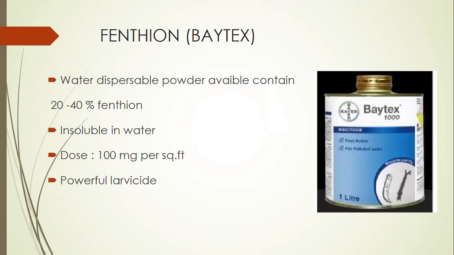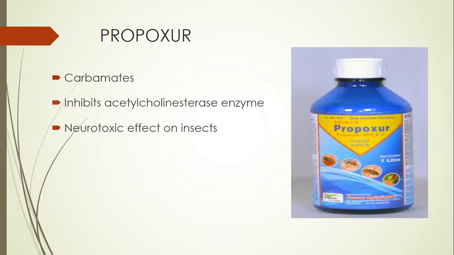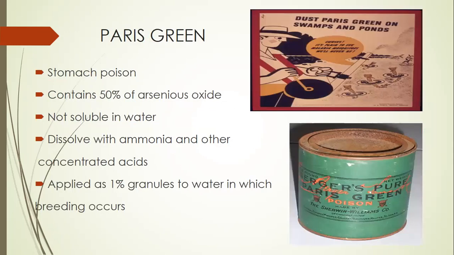Fenthion, also called as Baytex, is a water dispersible powder containing 20 to 40% of fenthion. It is insoluble in water. Dosage is 100 milligram per square feet. It's a powerful larvicide. And propoxur belongs to carbamates, inhibits acetylcholinesterase enzyme, so it causes neurotoxic effect on insects.